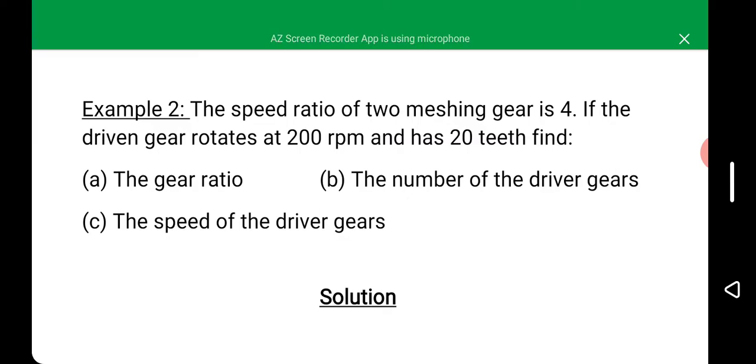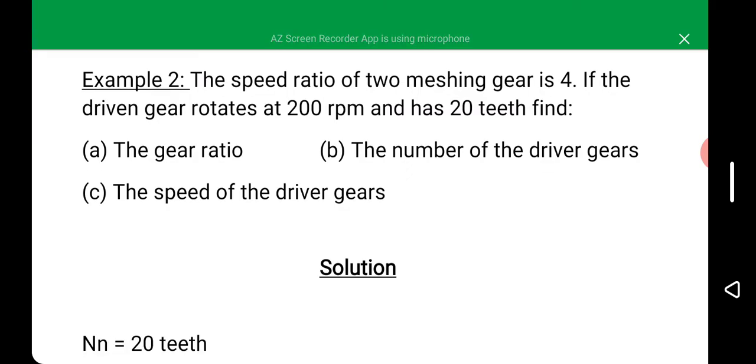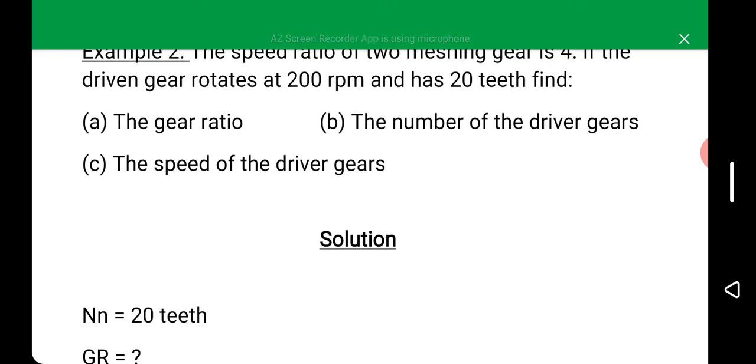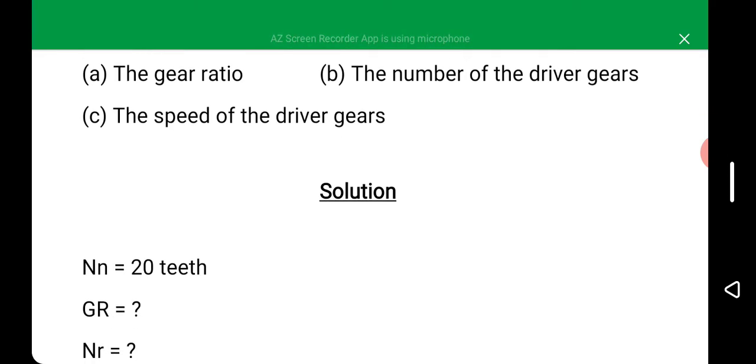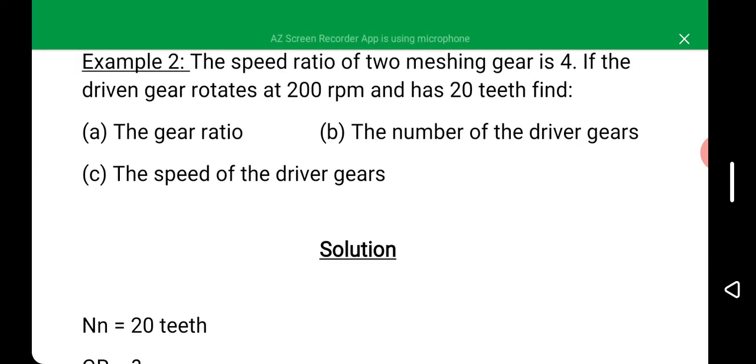They say the speed ratio of two mesh gears is 4. If the driven gear rotates at 200 revolutions per minute and has 20 teeth, they ask us to find the gear ratio. Look at this simple question. There is no need to stress yourself in solving it, because the answer is already in the question.